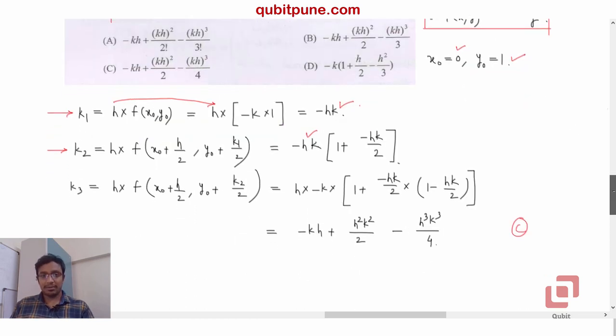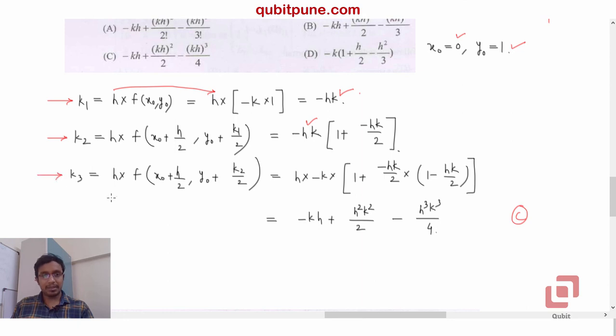Last, let's go to k3 now. Formula number 3, k3 is equal to h into f of x naught plus h upon 2, comma y naught plus k2 upon 2. If you apply the formula and put the values, again you have to take h and negative k outside. y naught is 1, k2 by 2, so it will be negative hk by 2 into 1 minus hk by 2. Now you multiply each and every term by negative kh. So first negative kh, second h squared k squared by 2, and then you have got 3 negative signs, so it will be h cube k cube upon 4.